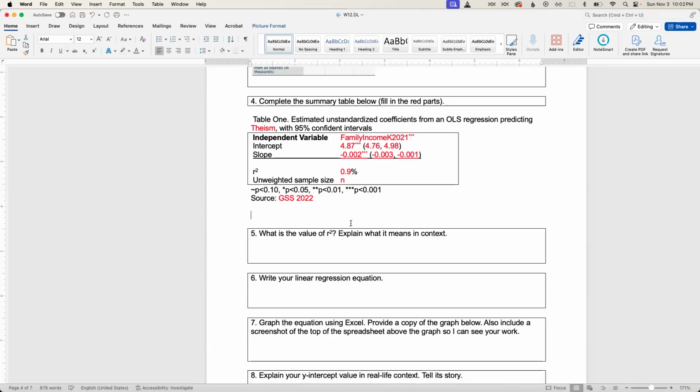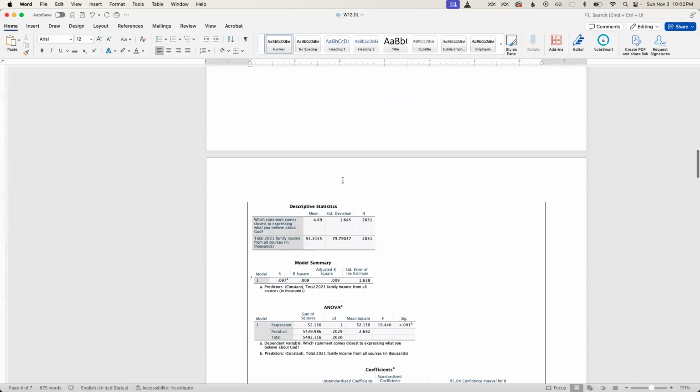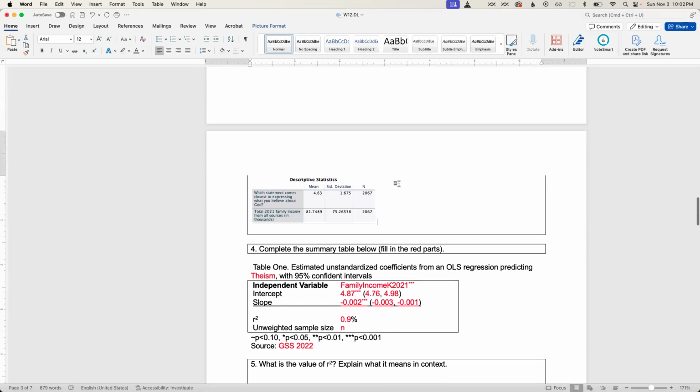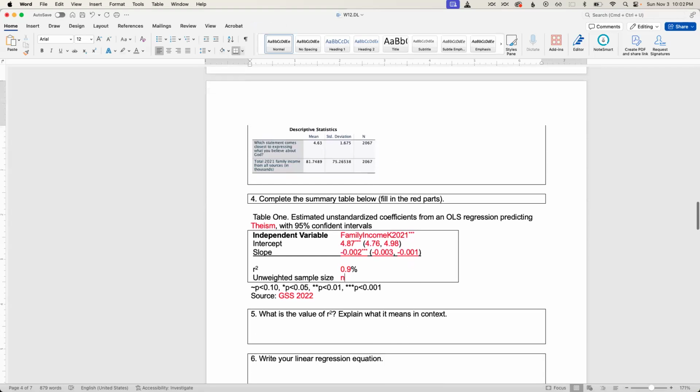Finally, I need my unweighted sample size. So that's where I'm going to the descriptives when I turned weighting off. So right here, you can see on the N column, 2067. Okay.